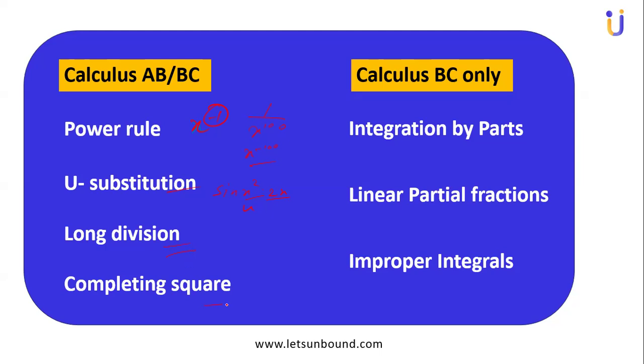And completing the square, this also we can apply when we can't do long division, we can just check that. And BC only: integration by parts, partial fractions, improper integrals. Parts means we have the formula. If you have something like U dv, you choose U which simplifies when we differentiate, and dv which is easy to integrate. Pick that and apply the formula. Partial fractions, decompose it, and then integrate it separately.